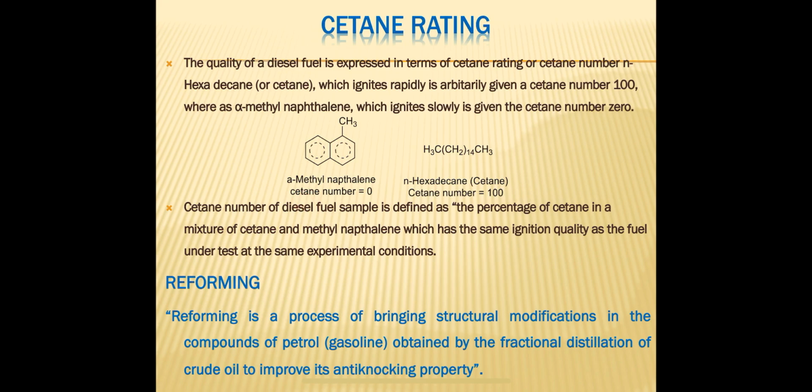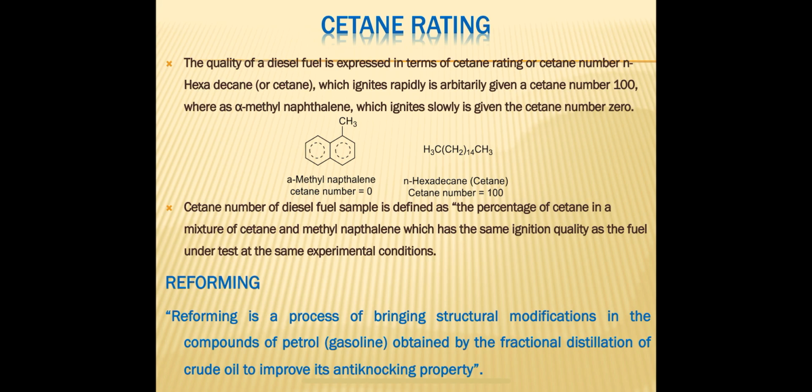The cetane number of a diesel fuel is defined in the same way as we defined the octane rating. It is the percentage of cetane in the mixture of cetane and alpha methyl naphthalene which has the same ignition quality as the fuel under test at the same experimental conditions. So a diesel fuel having cetane number 60 would have the same ignition quality as a mixture of 60% cetane and 40% alpha methyl naphthalene.